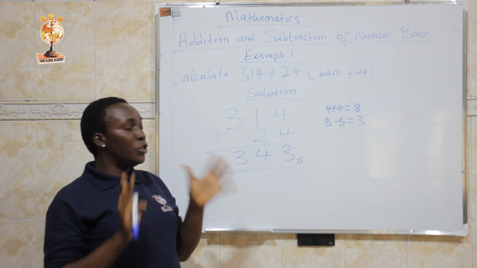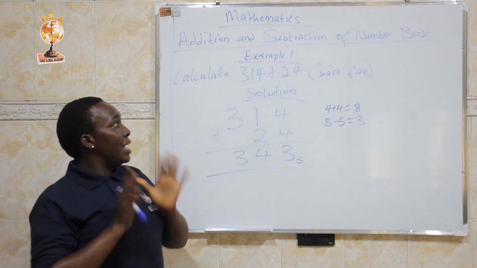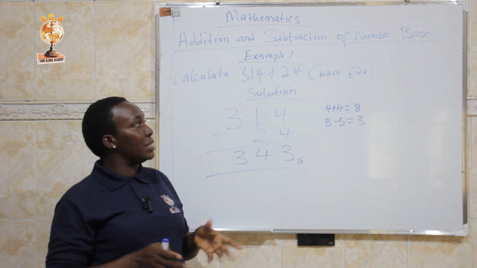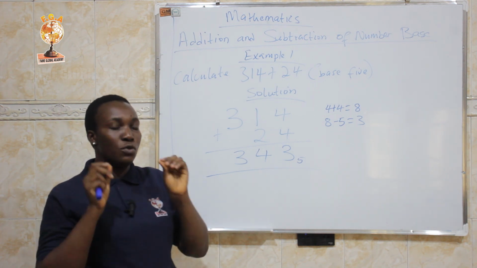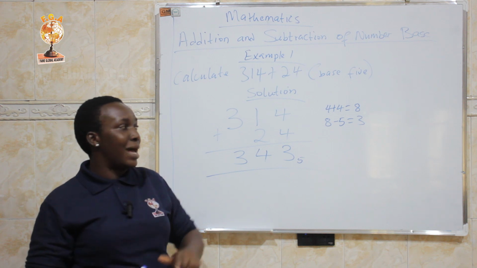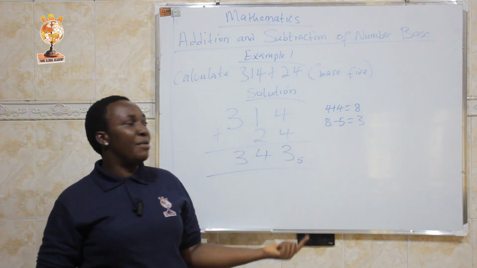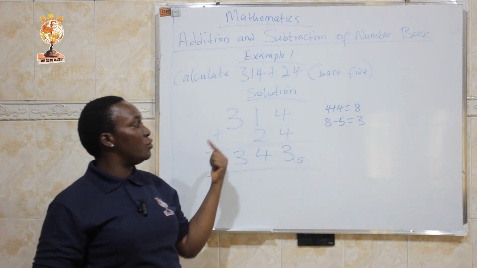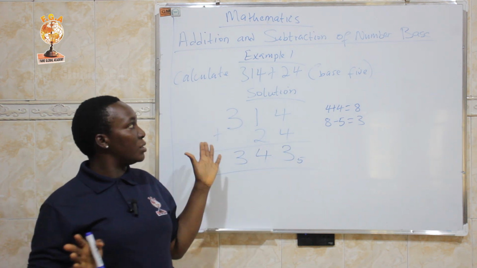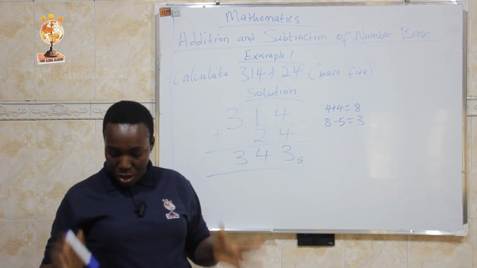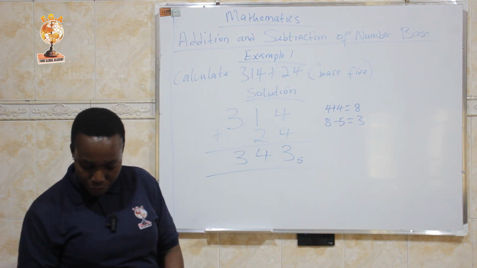So the major thing is just to know that anytime you are adding or subtracting, once your answer is bigger than the base, you have to subtract the base from the answer and write your remainder. And remember to carry how many times you subtracted the base to the other side. I believe this example 1 is understood. Okay, so let's go to example 2.